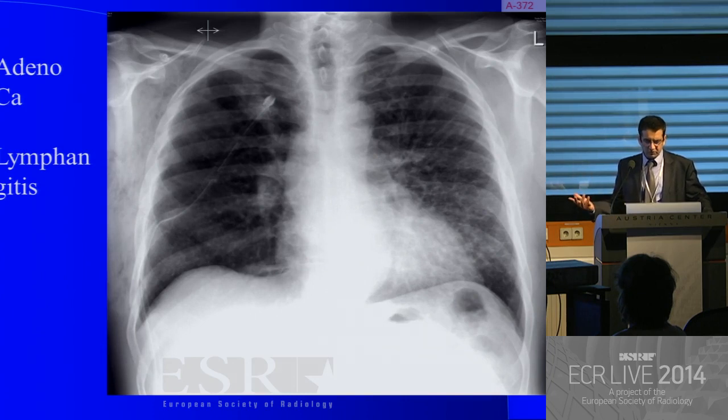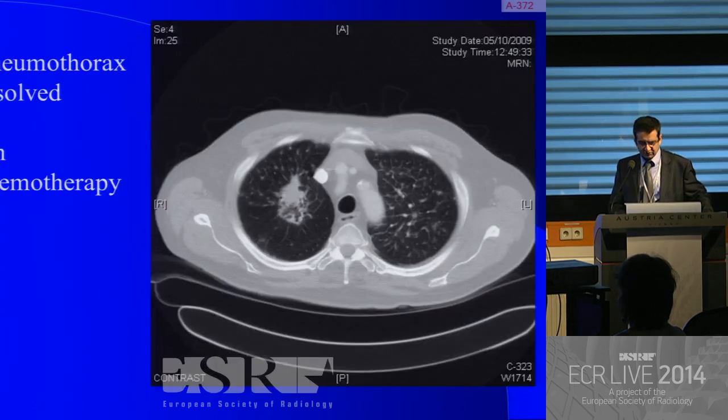And because of his symptoms as well at this time, we took him up to radiology. We placed a Seldinger drain in place. The diagnosis comes back, it's confirmed as adenocarcinoma. Patient has lymphangitis. The pneumothorax resolves, and then he was placed on chemotherapy.